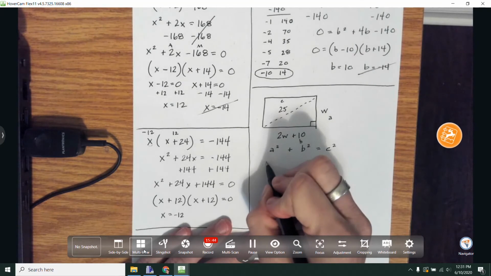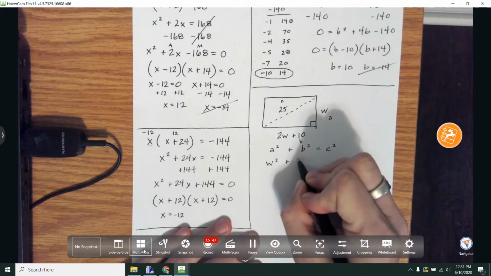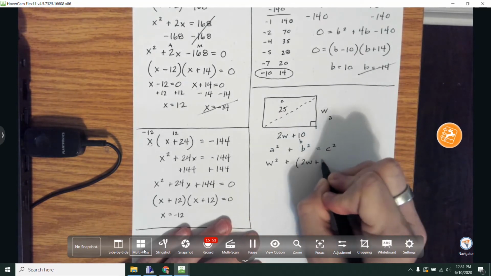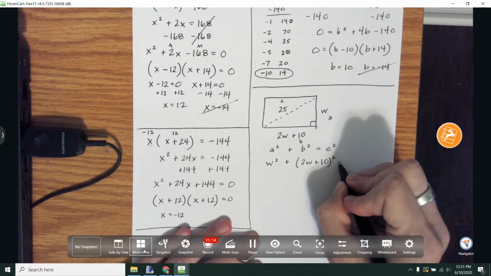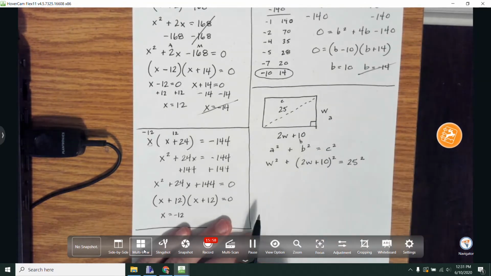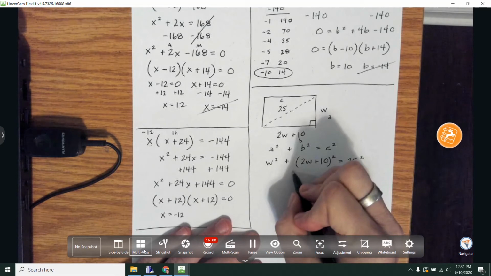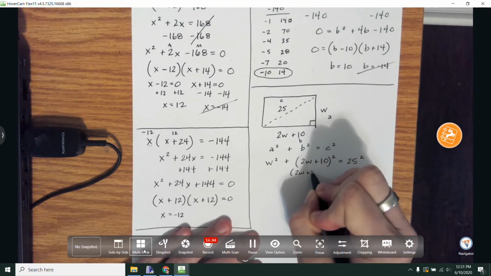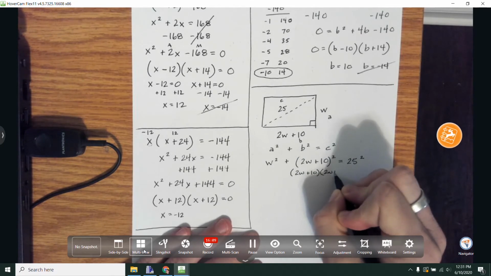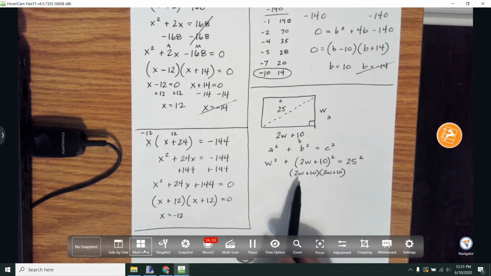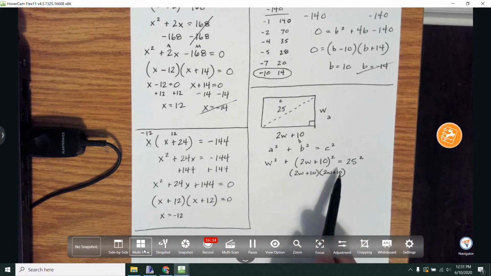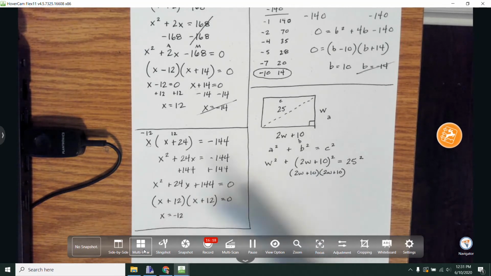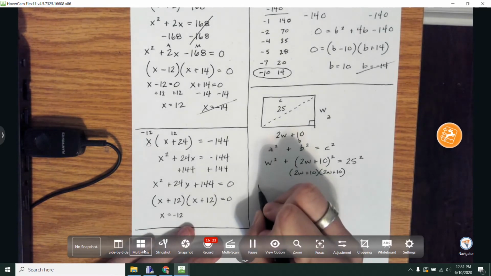We're going to say that this is w squared plus 2w plus 10 squared, and this equals 25 squared. Now I'm not going to do this the long way, because I need to expand this one out, but this is just 2w plus 10 times 2w plus 10. You can do it the long way and FOIL it out, this times this times this times this, and then this times this, and then add your two like terms together and get this. But I'm going to show you a fast way to do it.